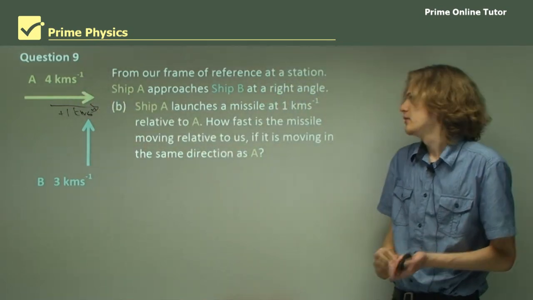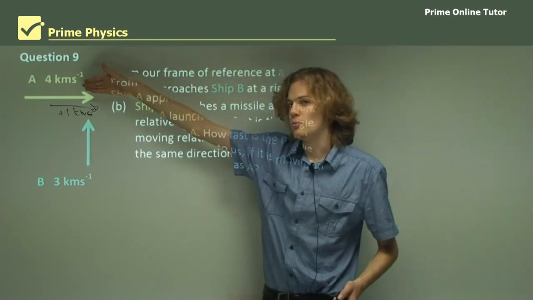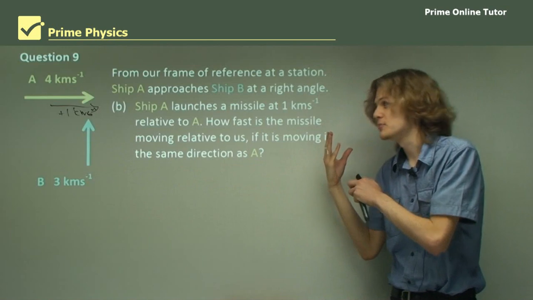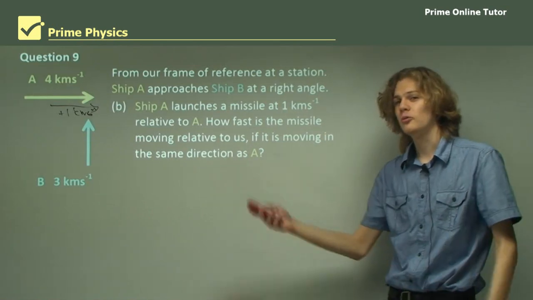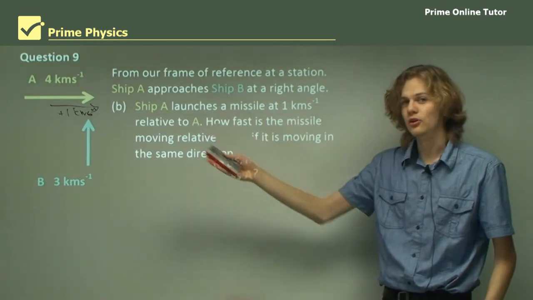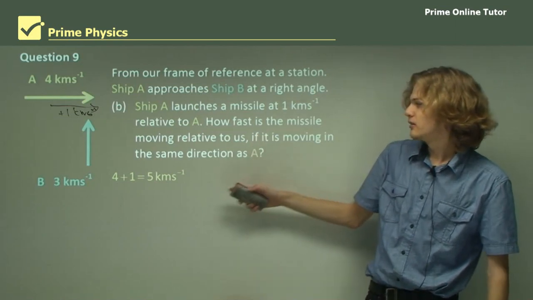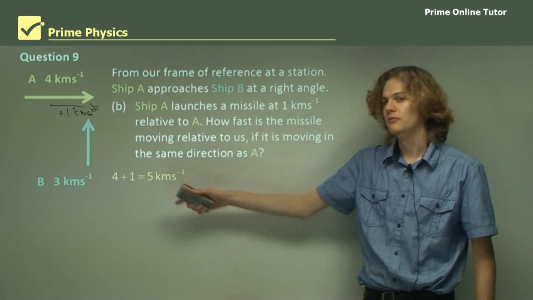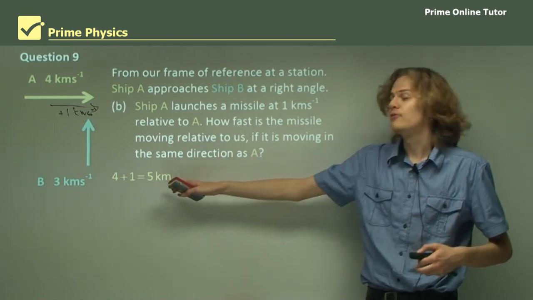And so if A weren't moving, the missile would be moving at 1 kilometer per second, but because A is moving across at 4 kilometers per second, we can actually add the 1 kilometer per second of the missile to A's velocity. And so we find that if we add A's velocity to the relative velocity of the missile, relative to us, it is moving at 5 kilometers per second.